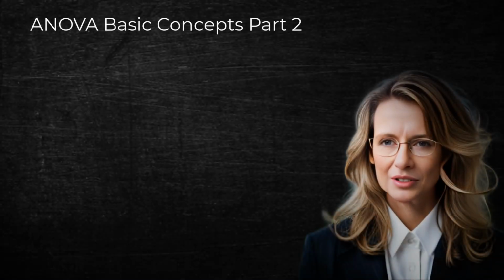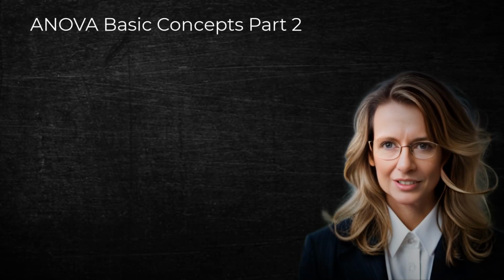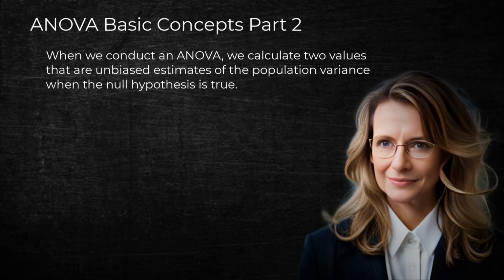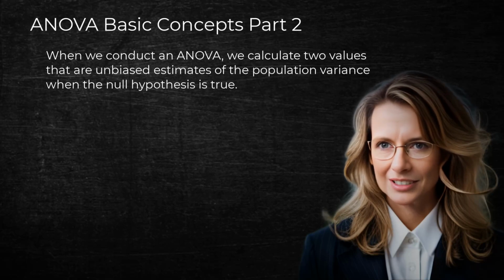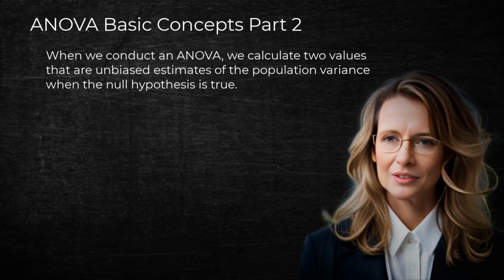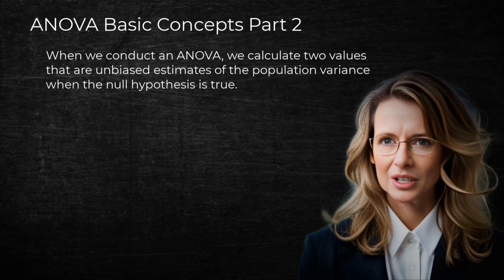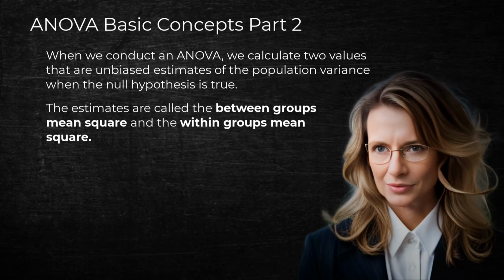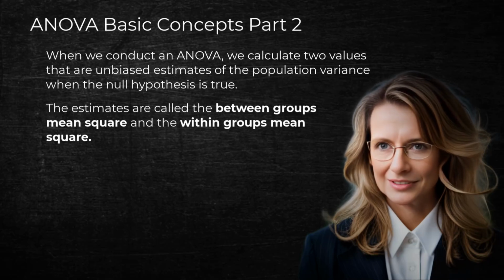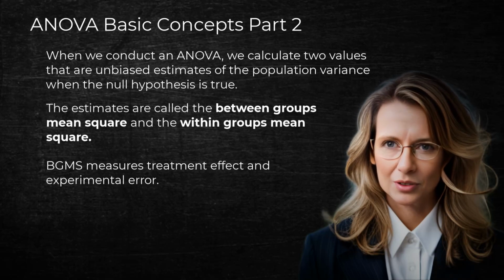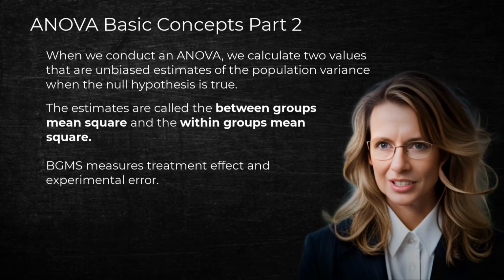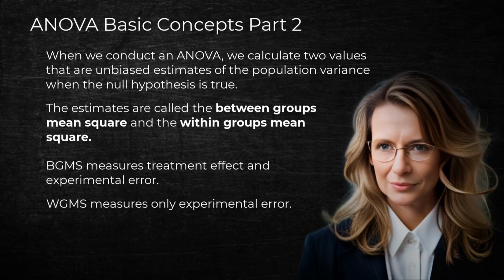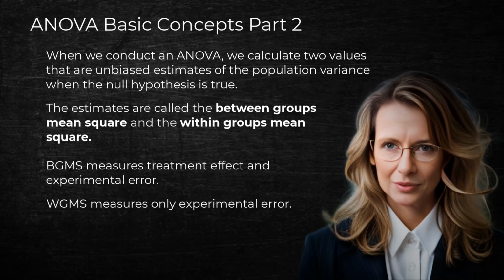In part 1 of our video on the basic theory of ANOVA, you learned that when we conduct an analysis of variance, we calculate two values that are both unbiased estimates of the population variance when the null hypothesis of no differences among the means is true. Those estimates are called the between groups mean square and the within groups mean square. You also learned that the between groups mean square is a measure of both treatment effects, if any are present, and experimental error. The within groups mean square is a measure of only experimental error.